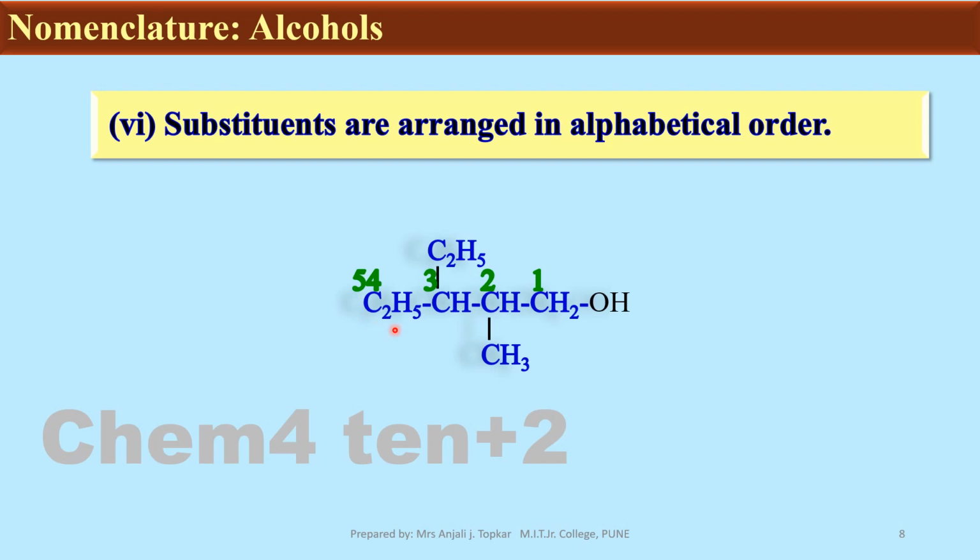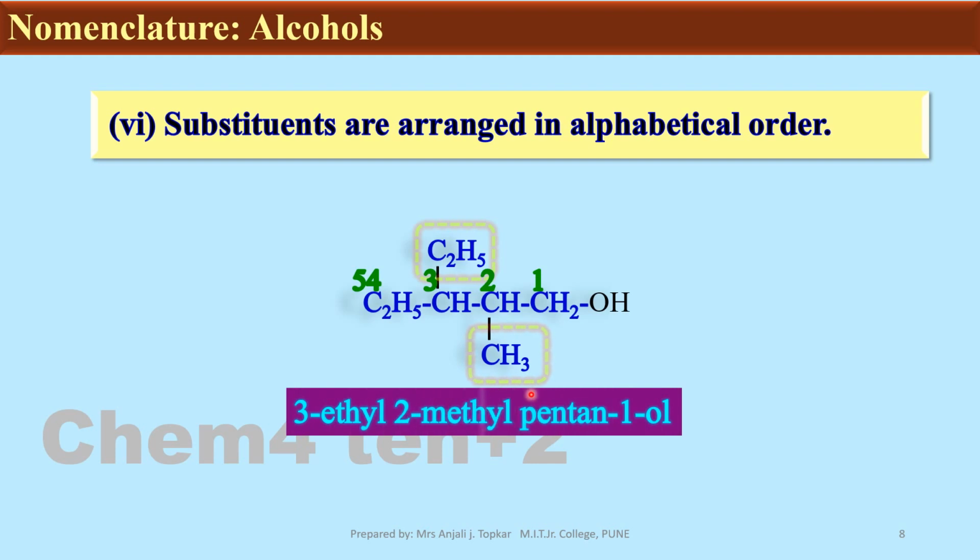C2H5 indicates that there are 2 carbon atoms. At the third position we find the attached group is C2H5, and at position 2 we find another group attached, which is CH3. So the name of the compound can be written as 3-ethyl 2-methyl pentan 1-ol. Now the longest chain contains 5 carbon atoms.